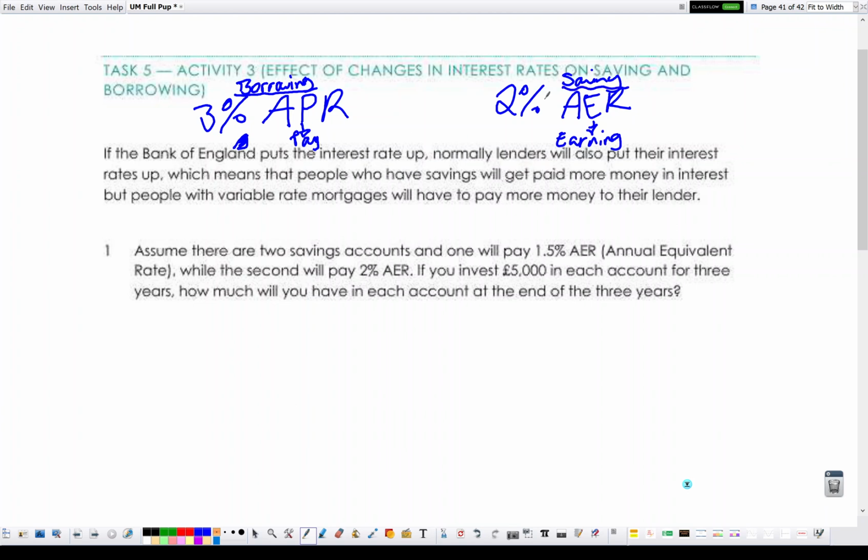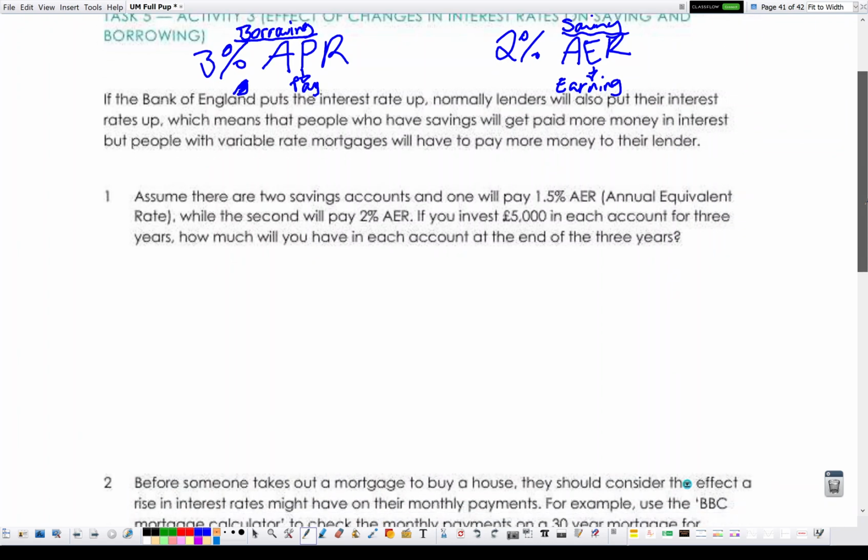Okay, so just a couple of things, three letters, you'll see them in adverts on the telly for banks, savings accounts, payday loans, that sort of thing. You'll see either APR or AER if you look beside the percentage, and that's basically what they mean. They mean annual percentage rate, and that is for borrowing money, and annual equivalent rate, and that is for earning money.